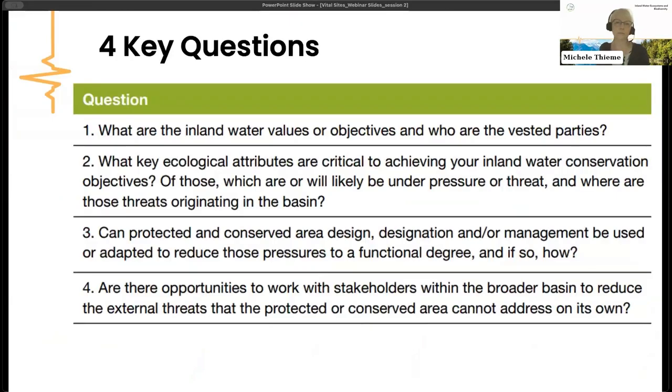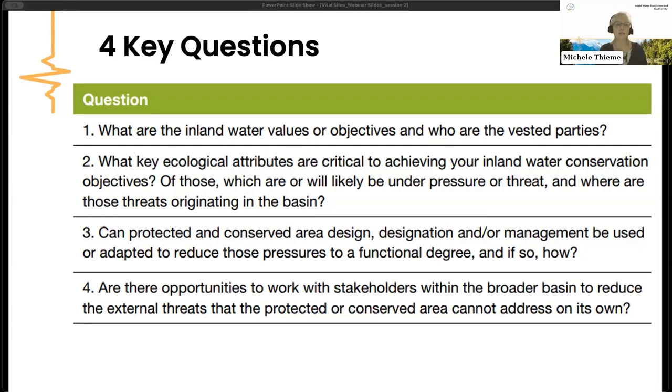Next slide, please. So in the report, we present 4 key questions that can help to assess whether protected and conserved areas can be the appropriate intervention for any particular issue that you're dealing with. So the first question is, what are the inland water values or objectives that you are trying to achieve, and who are the people that are involved and have vested interest in that objective?